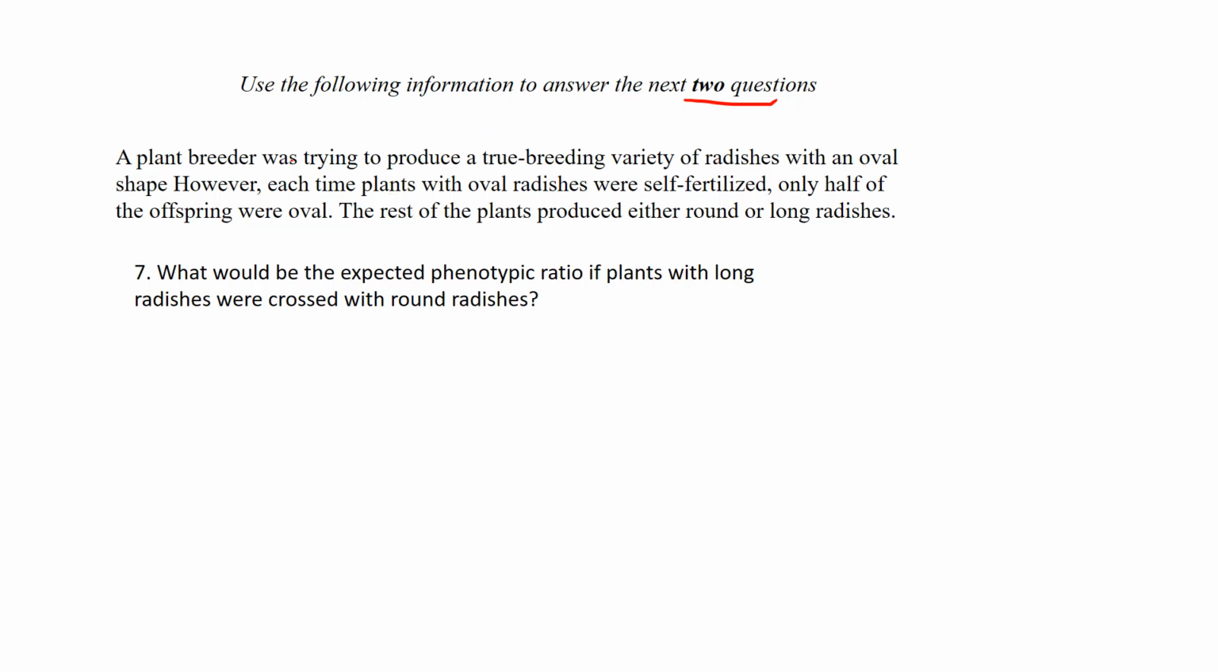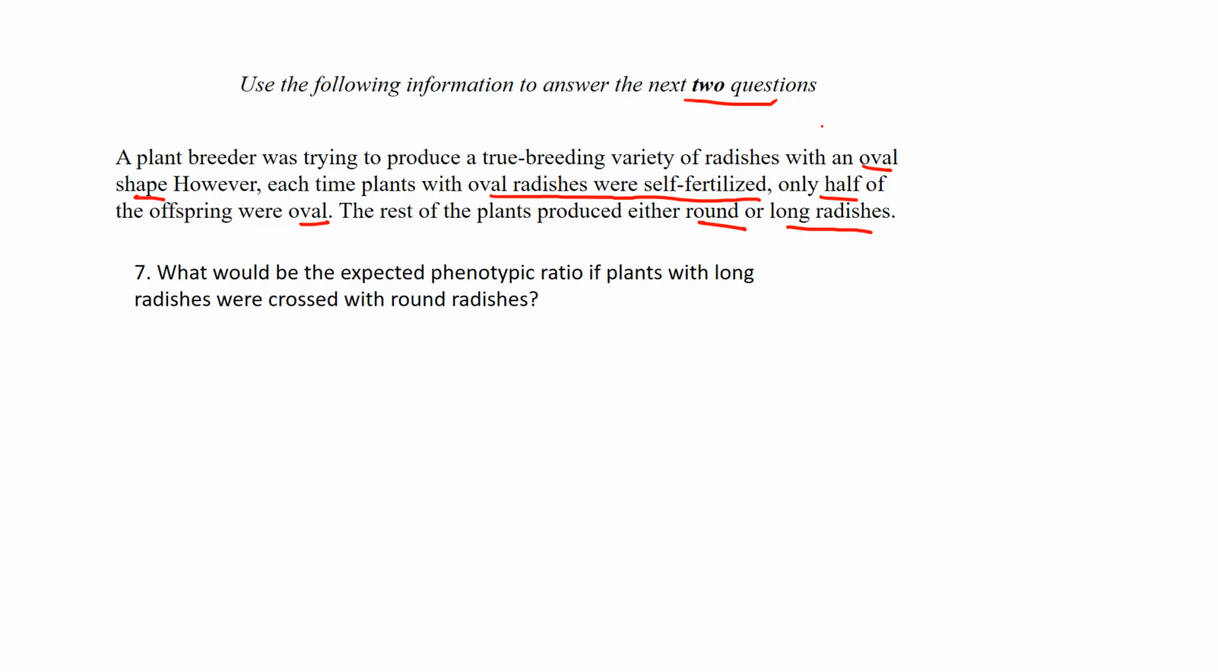So it says a plant breeder was trying to breed a true breeding variety of radishes that are oval shaped. However, each time plants with oval radishes were self-fertilized, only half of them were actually oval, right? Some of the rest of the plants were producing either round or long radishes. So a bit of a tough question. I find this easier if you actually draw out some of the phenotypes, and then let's see, based on that information, if we can come up with the correct legend.